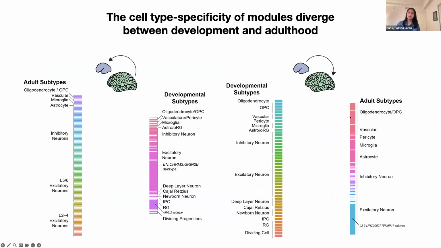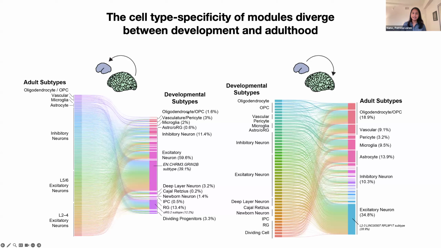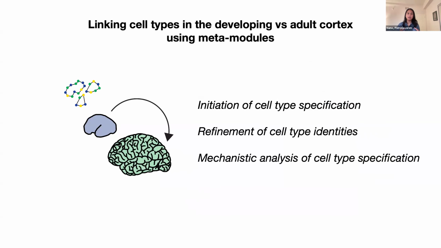What I expected to see here was something a little bit more straightforward. For example, if I have modules that are specific to adult oligodendrocytes, they would then be specific to oligodendrocytes during development. Reality is a little bit more complex. And what this showed me, big picture, is that the cell type specificity of these modules diverge and change from development to adulthood. So in our eyes, the most straightforward way of using these modules to track how the human cortex forms is by first looking at how the modules act in the developing human cortex and then track them throughout the progression of the lifespan.